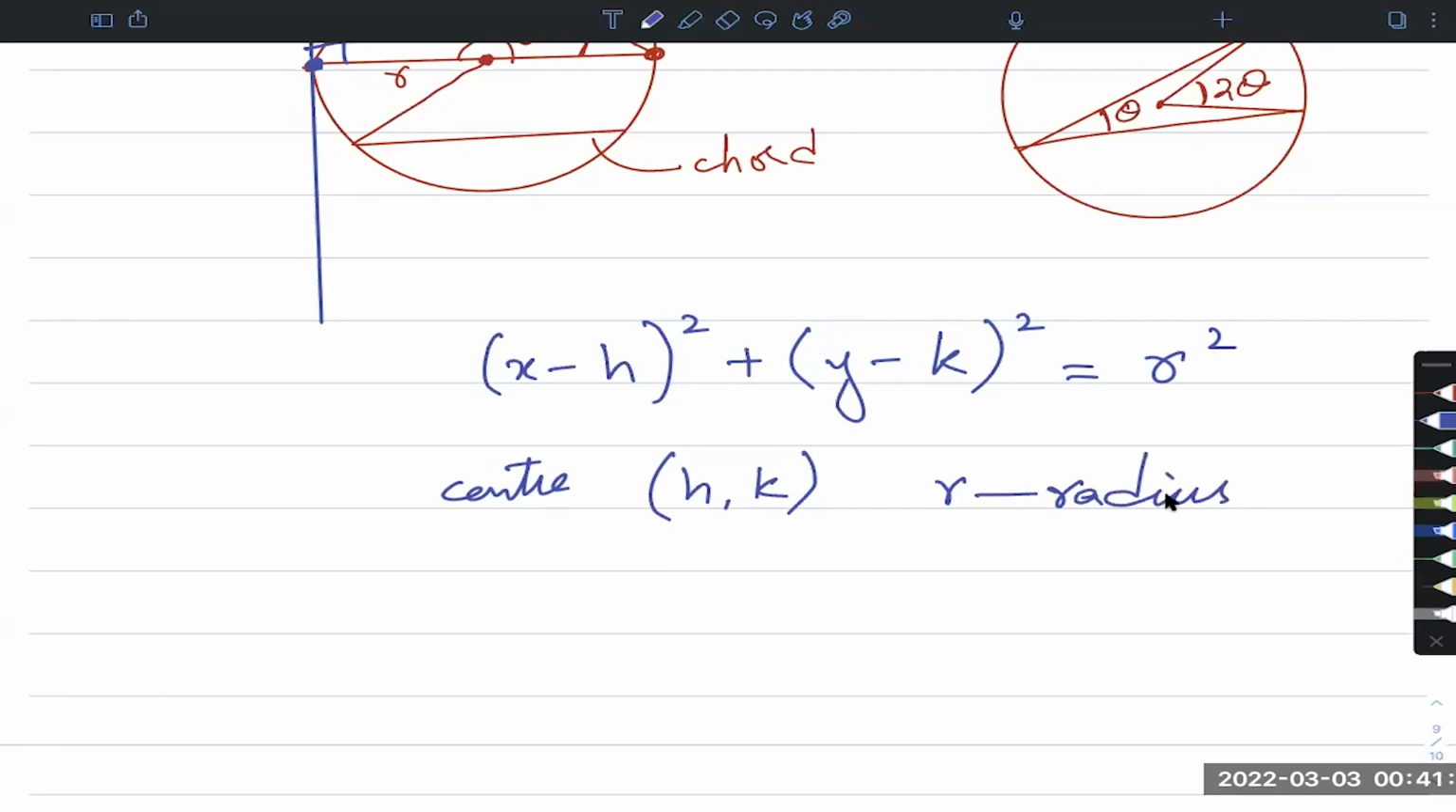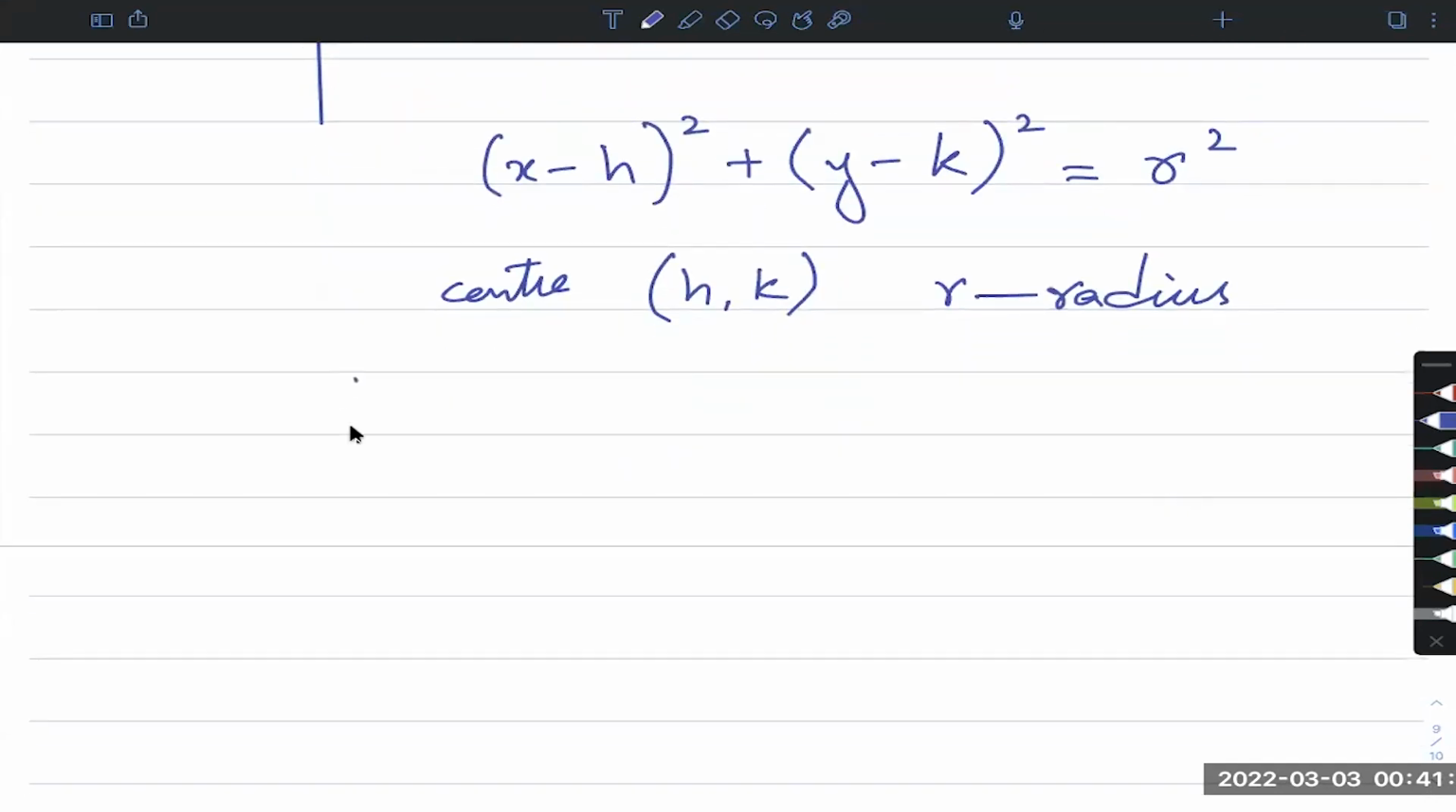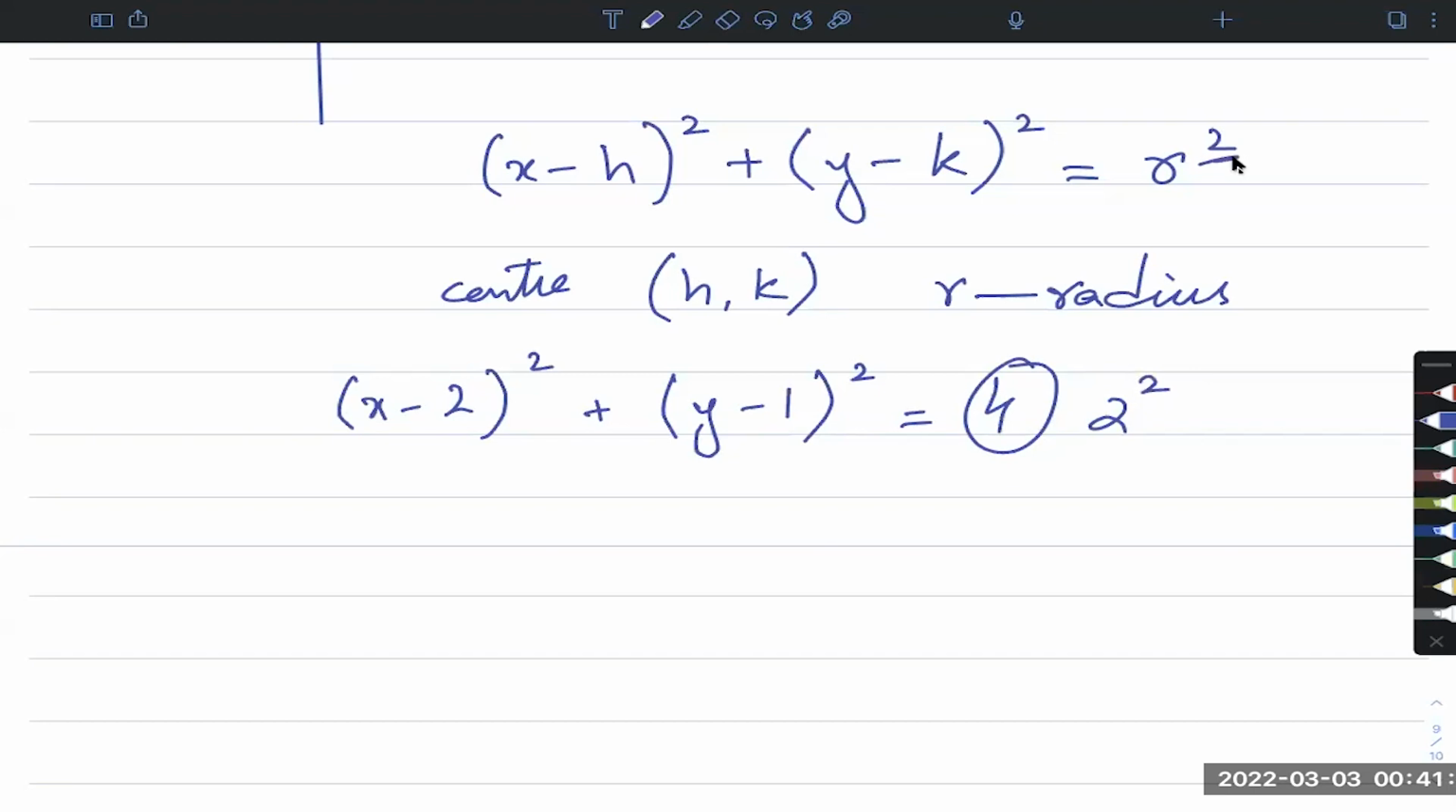व्हिच मींस अगर मैं आपसे कहता हूं कि मेरी इक्वेशन है x minus 2 whole squared plus y minus 1 whole squared is equal to 4, then what's the radius of this circle? 2, because 4 is 2 squared and you need the square part. So radius is 2, and what's the center? It is 2 and 1.